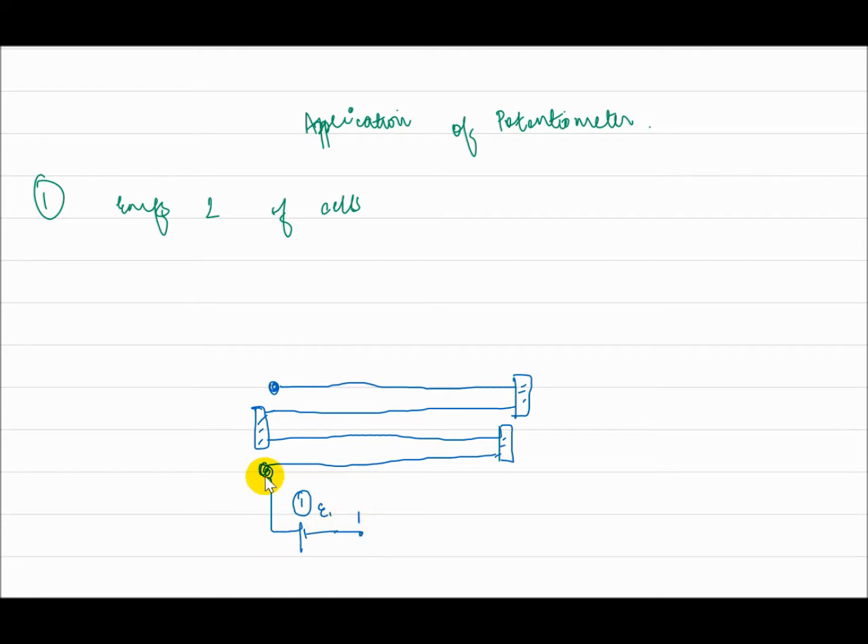We'll connect the other cell. Connect the other cell 2 with EMF E2. Let this be point 2. Here we have point 3 that is connected to a galvanometer and point somewhere here. We don't know. We also have a scale to measure the length.